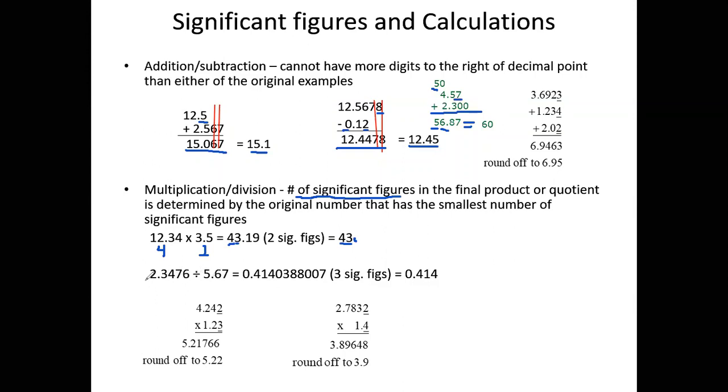Next, we have a division. So the first number has 5 significant figures. The second number has 3. So we have to round our number to 3 significant figures. And we start with the first non-zero number when we have a number less than 1. So we go 1, 2, 3. After the 4 is a 0, so we get 0.414.